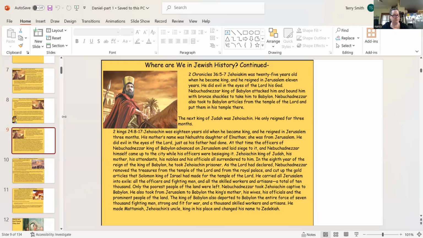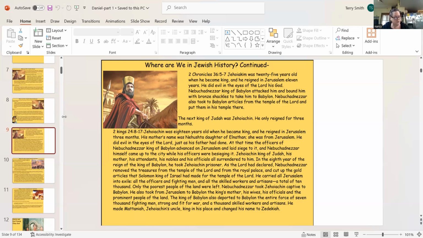The next king of Judah was Jehoiachin. He only reigned for 3 months. 2 Kings 24:8-17. Jehoiachin was 18 years old when he became king, and he reigned in Jerusalem 3 months. His mother's name was Nehushta, daughter of Elnathan. She was from Jerusalem. He did evil in the eyes of the Lord, just as his father had done.